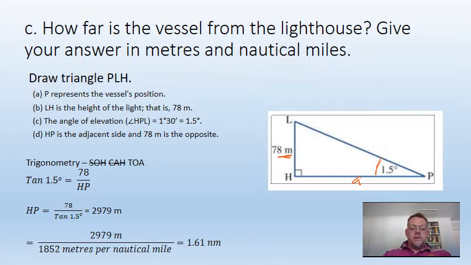We need to rearrange that just to say that the adjacent, or HP, equals 78 meters divided by tan 1.5 degrees. And if we put that into our calculator, that's 2,979 meters. But we also need to convert that to nautical miles. So we just know that there's 1,852 meters per nautical mile. So we're just going to say 2,979 meters divided by 1,852 meters per nautical mile. And that's going to give us 1.61 nautical miles.